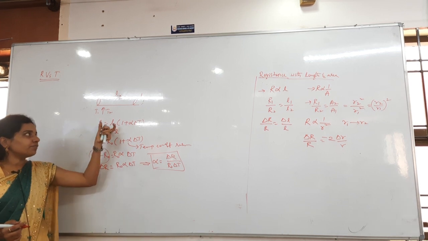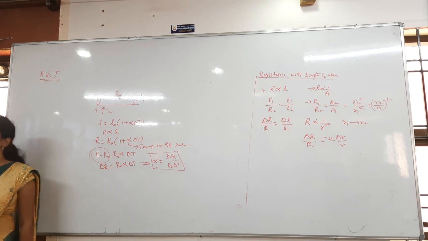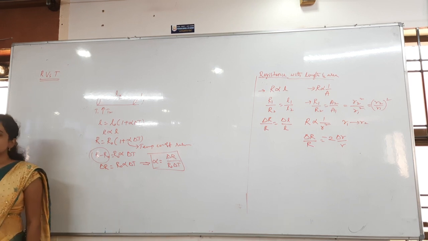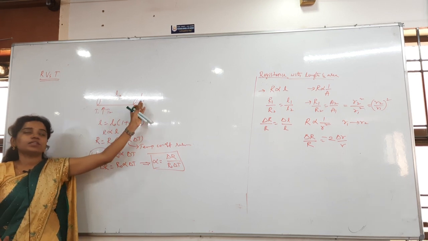Here we already know from the linear expansion concept, whenever I raise the temperature, the length of the conductor will increase. If I consider the initial length as L naught, then finally the length is becoming how much?